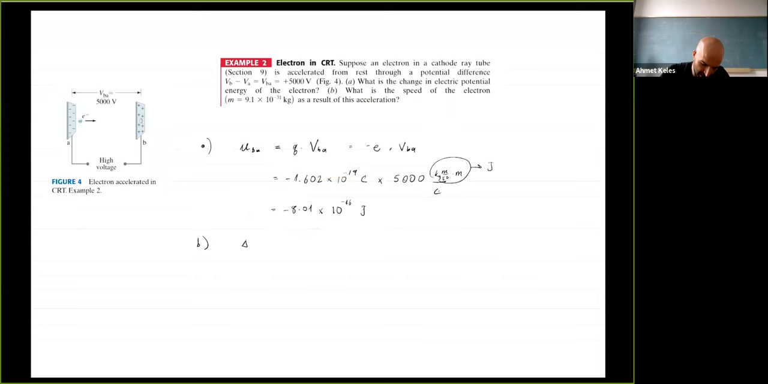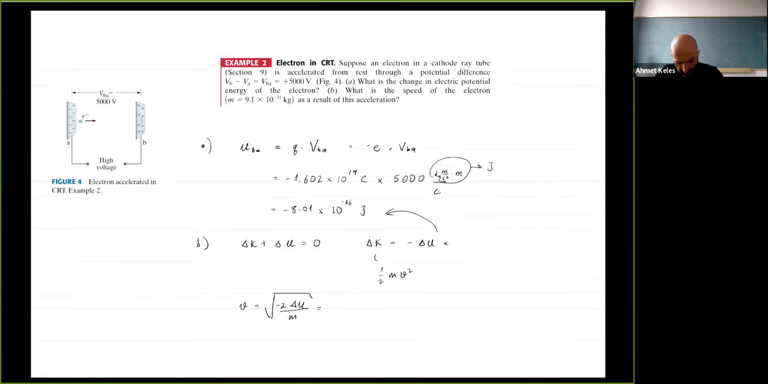So for B, what is the speed of the electron as a result of this acceleration? We know delta K plus delta U should be equal to 0 because it's a conservative field. Then the change in kinetic energy is equal to minus the change in potential energy. This side is 1/2 mv squared, and this side is this quantity. So from this, we can get v equal to the square root of minus 2 delta U divided by m.